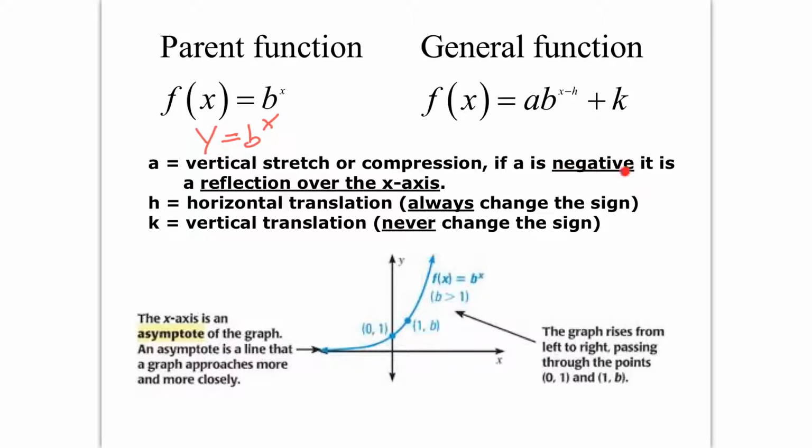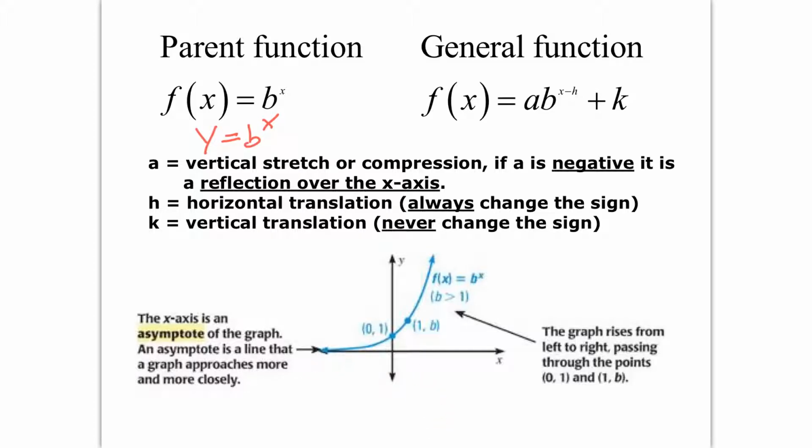If the a is negative, that means that it's a reflection over the x-axis. What does it mean? If you look at the picture here, we have a graph of an exponential function. That's the shape. It's a curve, not a line. It's going to be reflected over the x-axis. So we know the x-axis is here. So this one is going to be on the bottom of the x-axis.